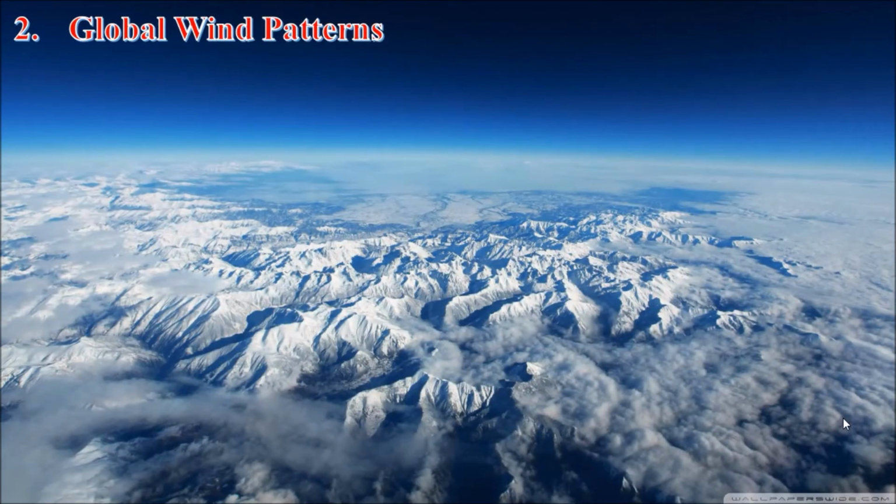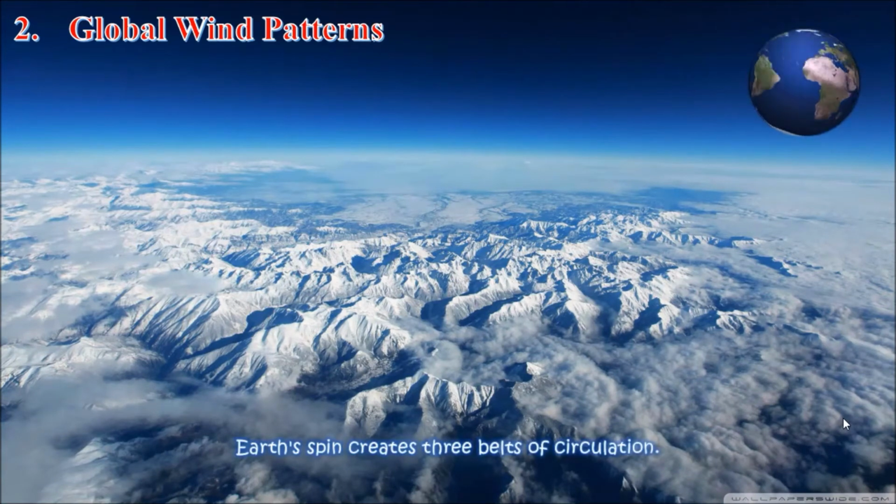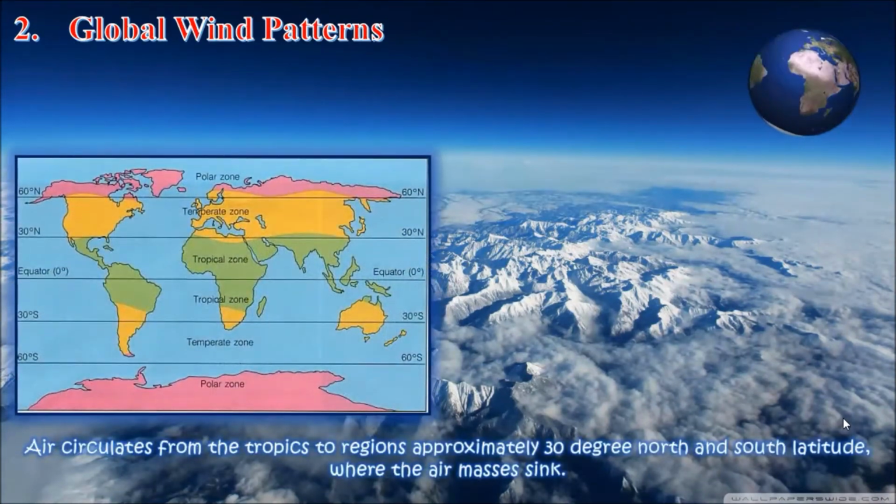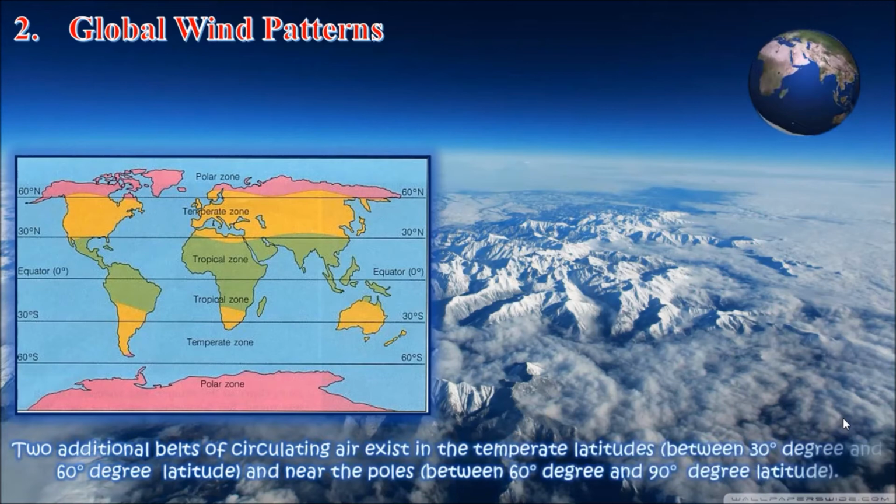Global wind patterns. Earth's spin creates 3 belts of circulation. Air circulates from the tropics to regions approximately 30 degrees north and south latitude, where the air masses sink. 2 additional belts of circulating air exist in the temperate latitudes between 30 degrees and 60 degrees latitude, and near the poles between 60 degrees and 90 degrees latitude.